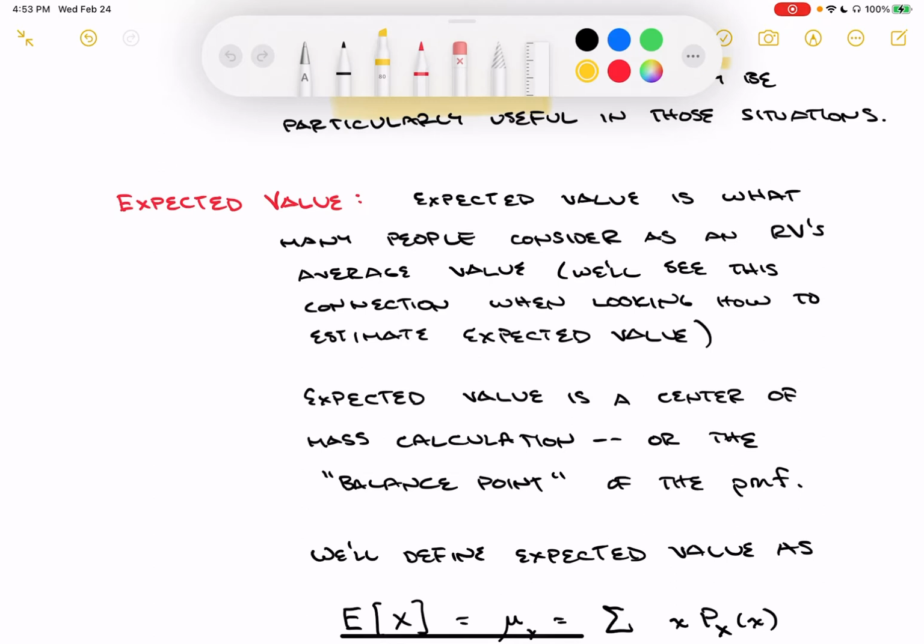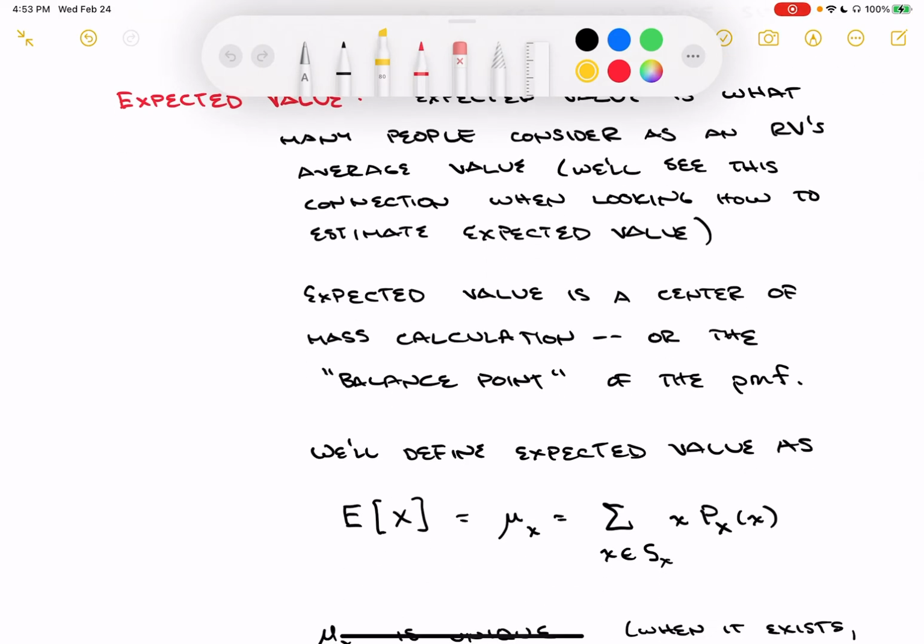The expected value is what many people consider as a random variable's average value. So sometimes when people talk averages, that's immediately what they think about, this idea of expected value. We'll see that connection when we look at how to estimate the expected value. The expected value is really a center of mass calculation. It tells us the balance point of a probability mass function. Again, when we get to our examples, we'll see this.